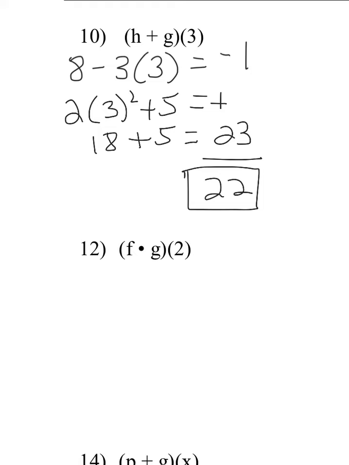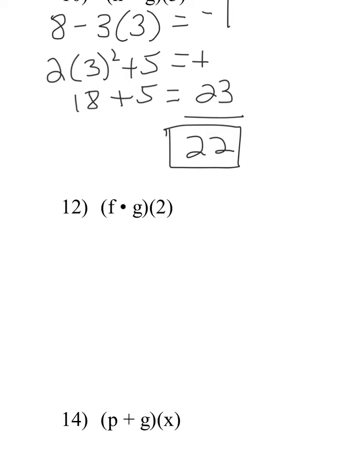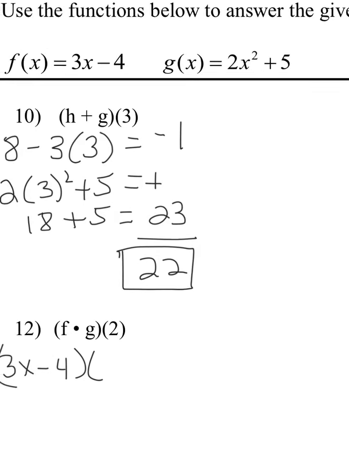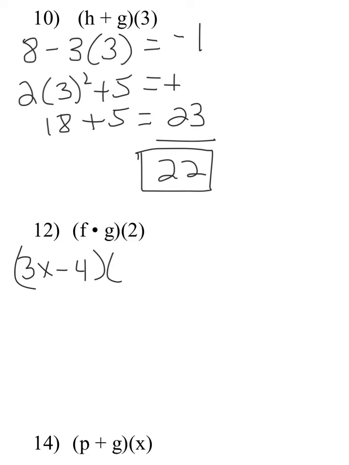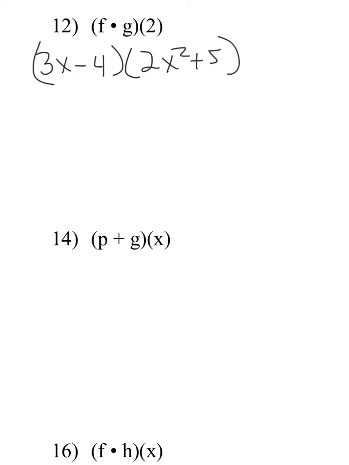We have function f, which is 3x minus 4. I'll write that one down. 3x minus 4 times g, which is 2x squared plus 5, and then we're going to plug in a 2. All right, so you can already see that this is going to be a little more difficult. This one we have to FOIL.